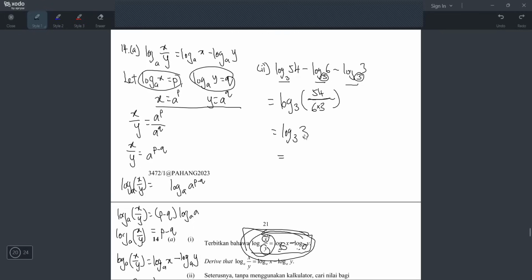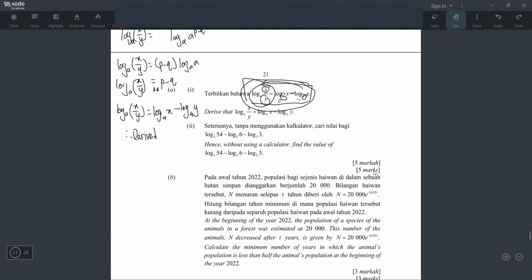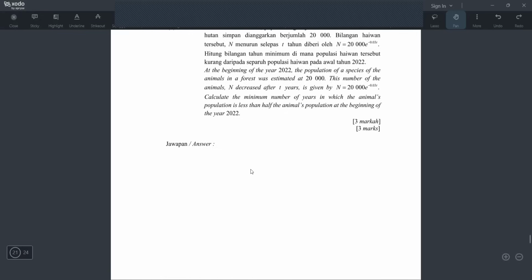Okay, my calculator gives me 3, and then what is log 3, 3? Satu. 1. So this is the answer. Okay, so 5 marks for this. All right, hope you understand.